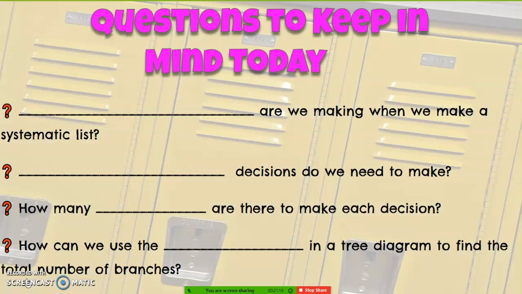Okay, these are the questions you need to keep in mind. What decisions are we making when we make a systematic list? How many decisions do we need to make? How many ways are there to make each decision? How can we use the patterns in a tree diagram to find the total number of branches? I want you to take a second and just write those questions down because you need to keep those in mind throughout our whole lesson.